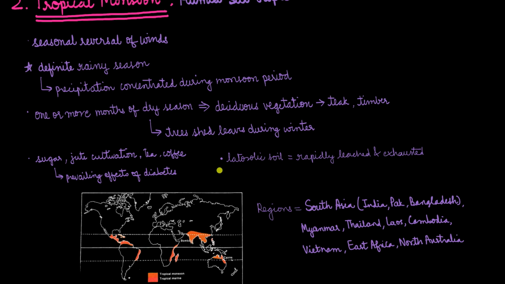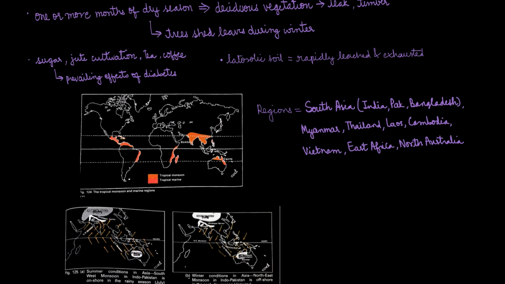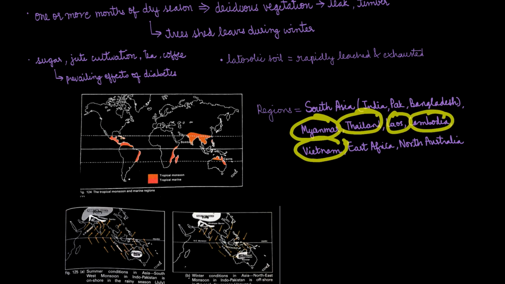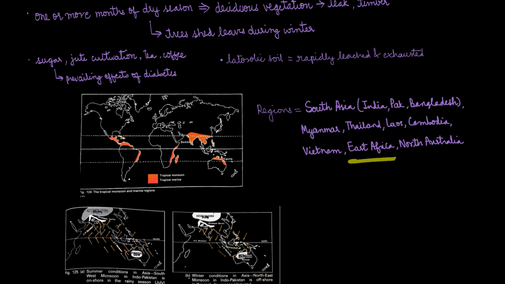The soil over here is latosolic soil, which is rapidly leached and exhausted. This is a representation of the regions which have monsoon type of climate. The regions of South Asia, India, Pakistan, and Bangladesh, then Myanmar, Thailand, Laos, Cambodia, Vietnam, East Africa, North Australia, and some regions of South America and Central America. These are the regions which house the tropical monsoon type of climate.